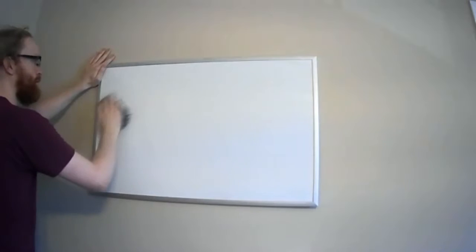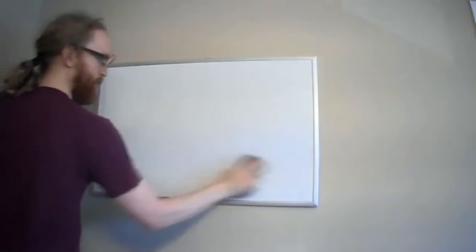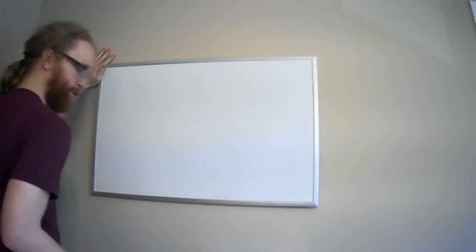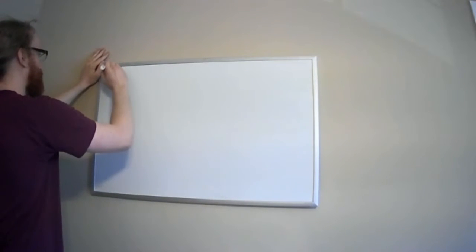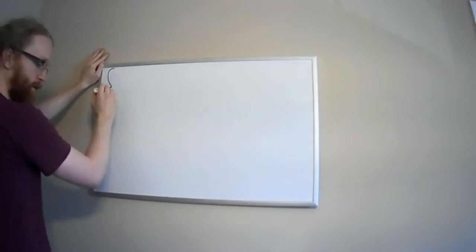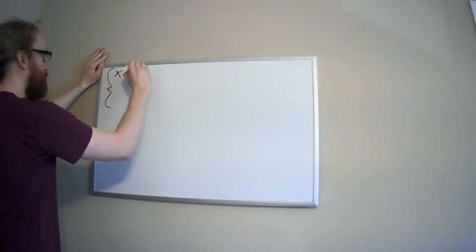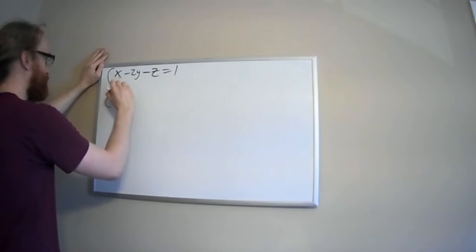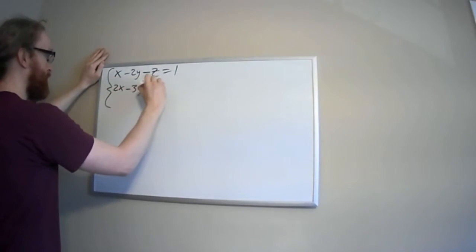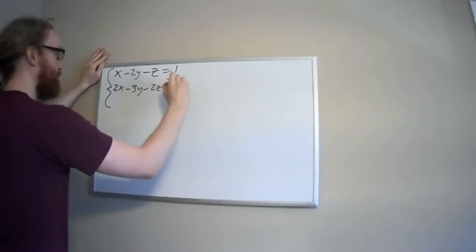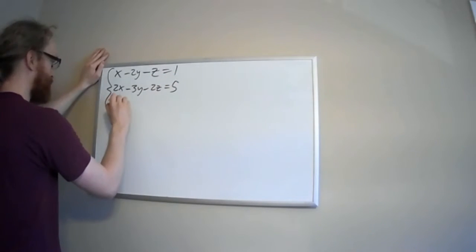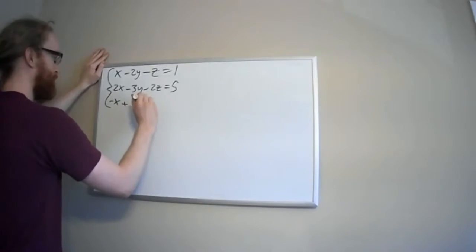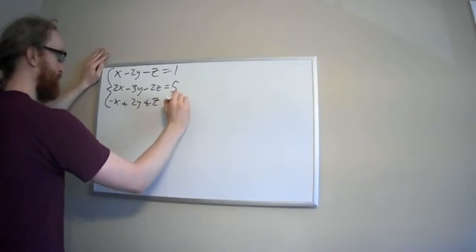Let me do another example, and we'll sort of summarize everything. Okay, here's a new example. This one will be a bit bigger. We're going to have x minus 2y minus z equals 1. We're going to have 2x minus 3y minus 2z equals 5. And we're going to have negative x plus 2y plus z equals negative 1.